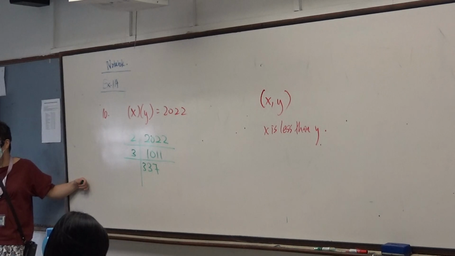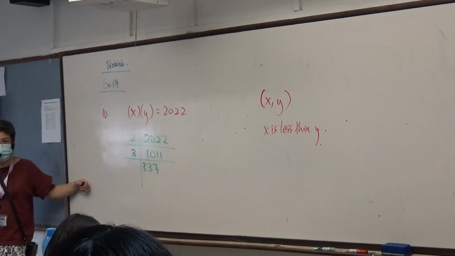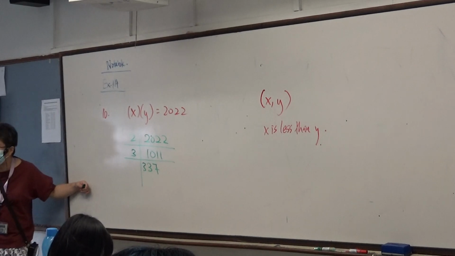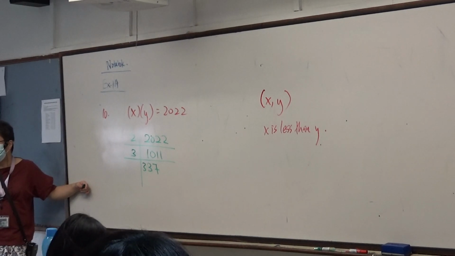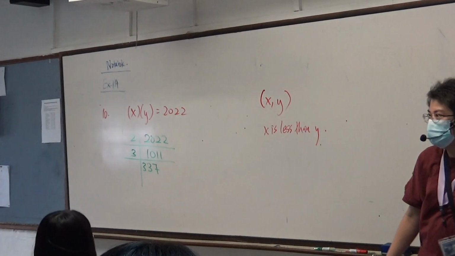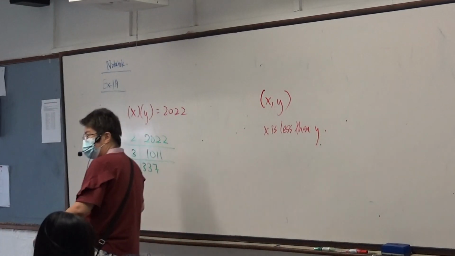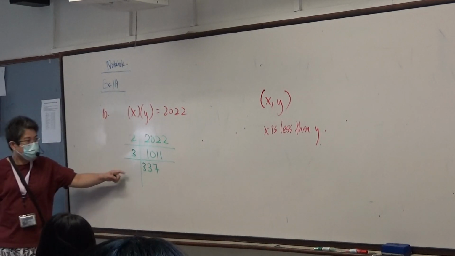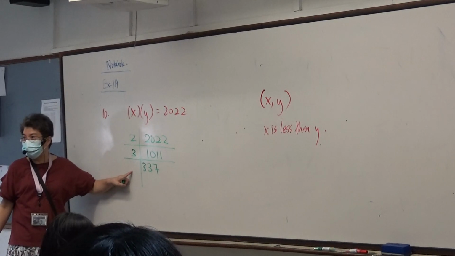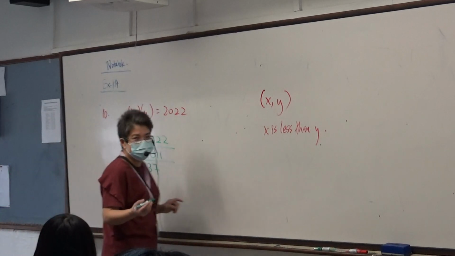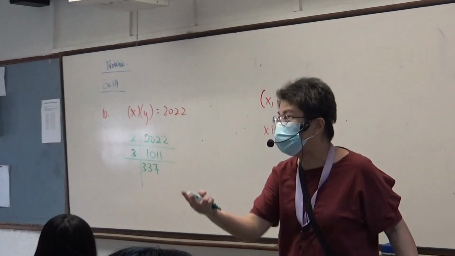Can it be 3? No. 5? Of course no. 7? 7 also no. If 7 no, what should the next one be? 11. 11 can? No. What about 13? No. What's the next number? What's the next number? 17? No also. 19? No. What is the next number? 337 is the next number. Is it correct? How do we check? That means what I'm saying is that 337 is a prime number, am I right?